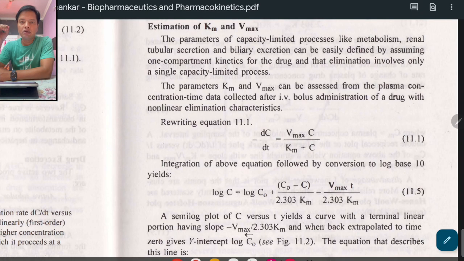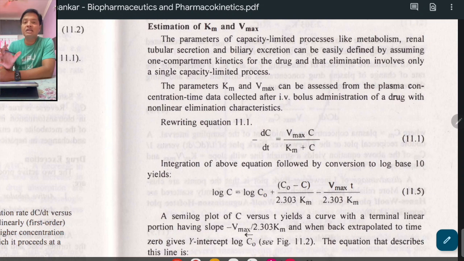Hi, today we are going to learn about estimation of parameters of the Michaelis-Menten equation. What are those parameters? Those parameters are Km, that is the Michaelis-Menten constant, and Vmax, that is the maximum velocity at which the reaction is going on. That is what we are going to determine in the Michaelis-Menten equation.